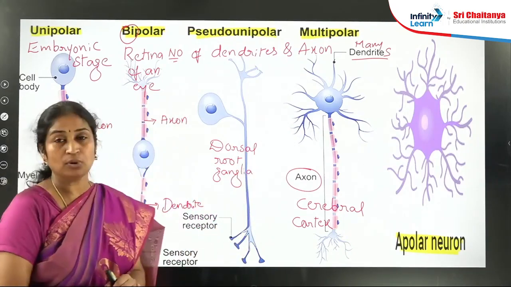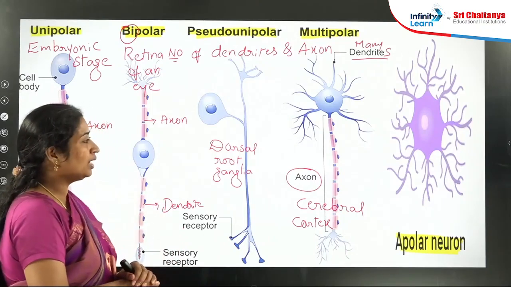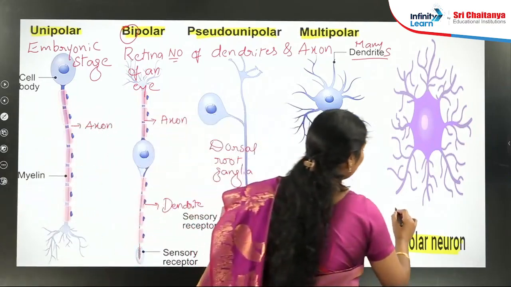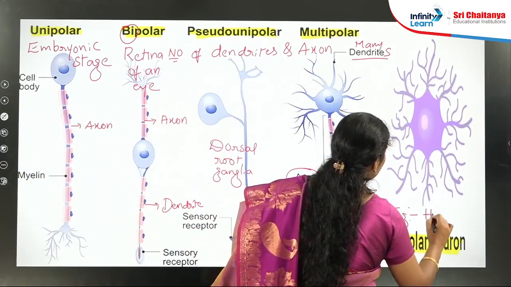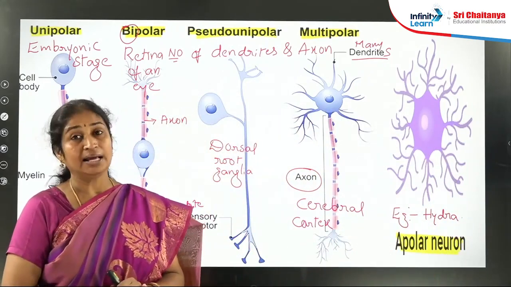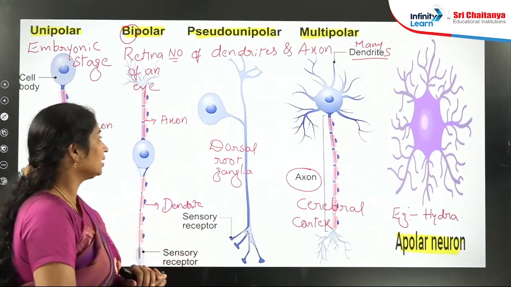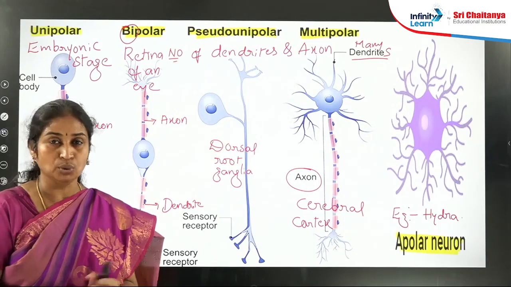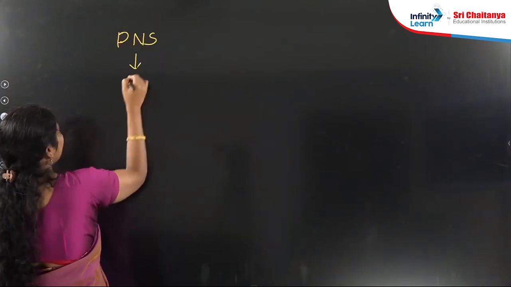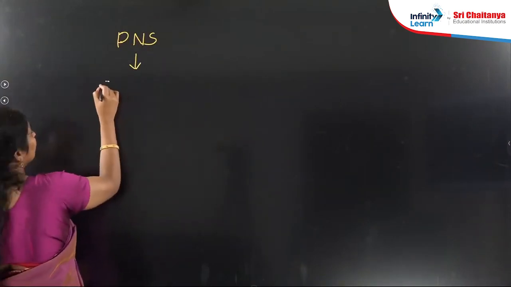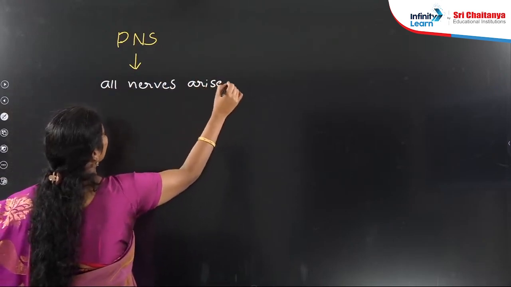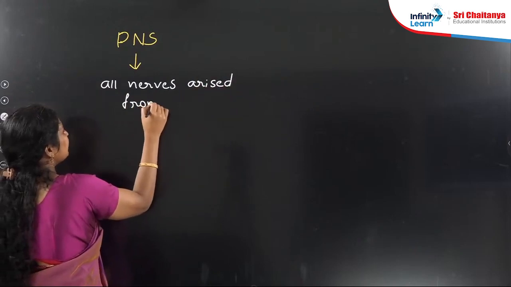And next one is apolar. Last one is apolar. In the case of apolar, we cannot differentiate the dendrite and axon. This is just like a primitive cell, a primitive neuron. This primitive neuron we can observe in lower organisms like Hydra. It is present in Hydra, and we can observe it in our eye also, known as amacrine cells of the eye. So this is the classification of different types of neurons. What is PNS? PNS means peripheral nervous system. This peripheral nervous system consists of nerves. It contains all nerves arising from the CNS.